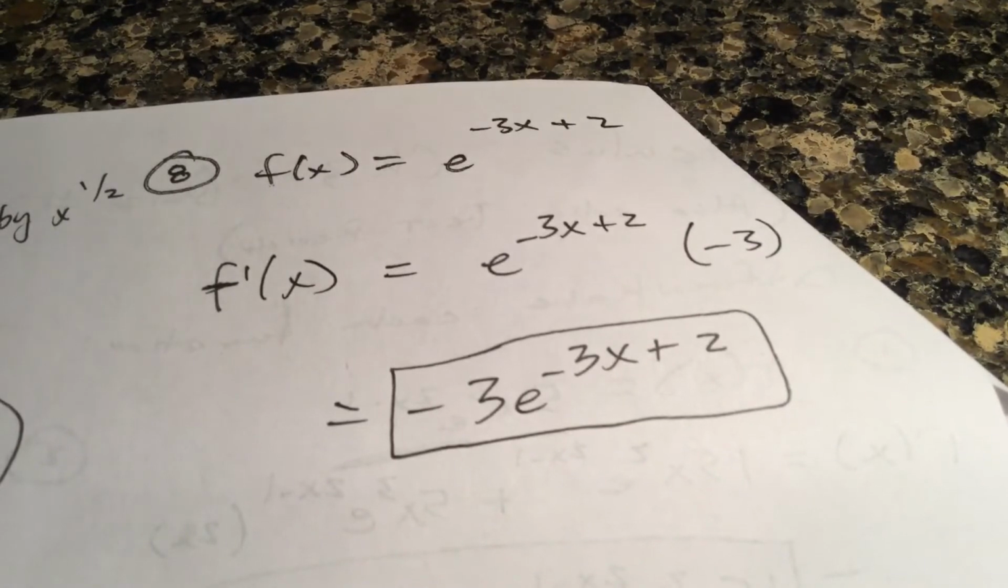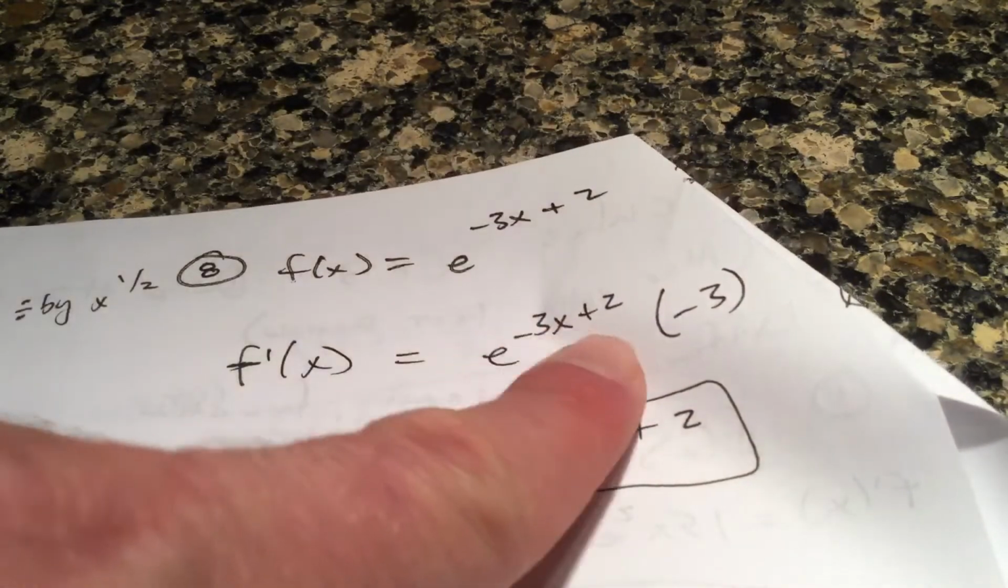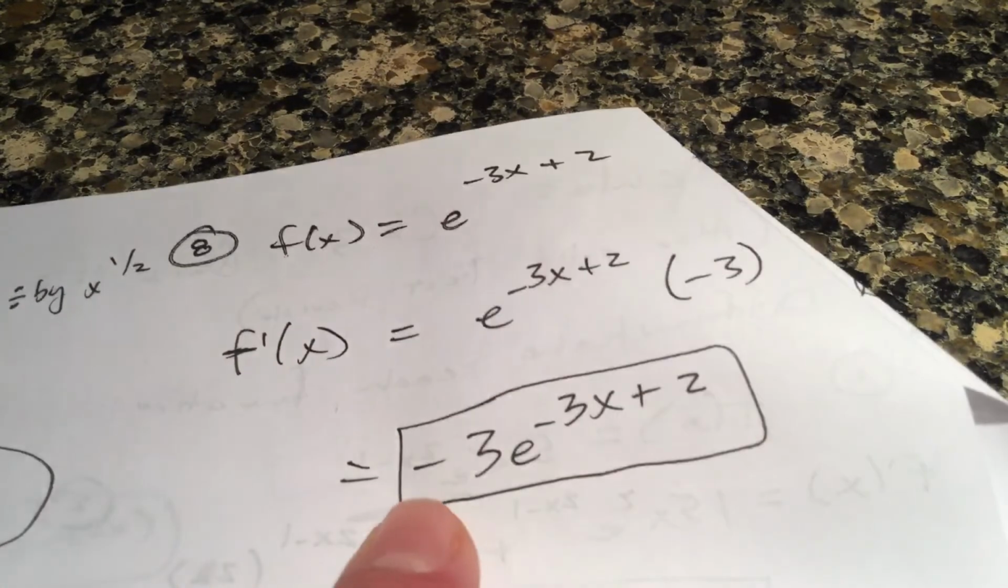All right. Here, it's just a really simple application of the chain rule. When you take the derivative of e to the u, it's e to the u, and times the derivative of u with respect to x, which is -3. Put the -3 on the outside.